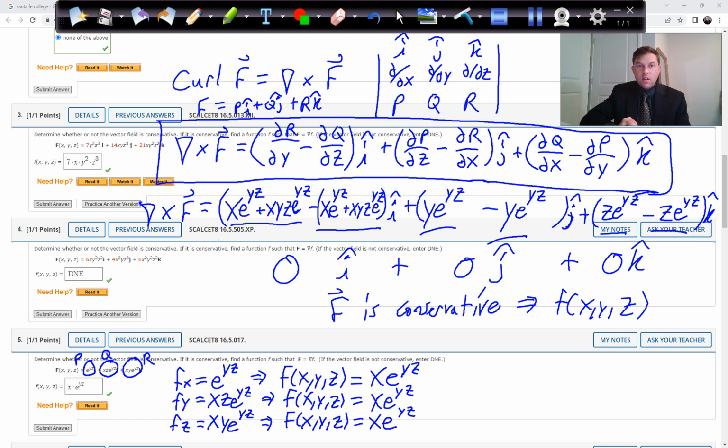And again, if you take the partial derivative of that with respect to z, you will get x y e to the yz. And because those are all the same, I don't have to introduce any other potential functions. So we can say there are no other constants of integration or anything like that. So we would say the function is this, x e to the yz. So all the same. So that is the answer.